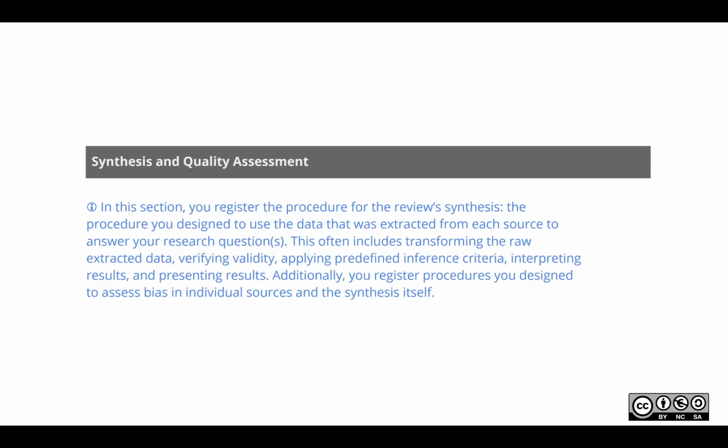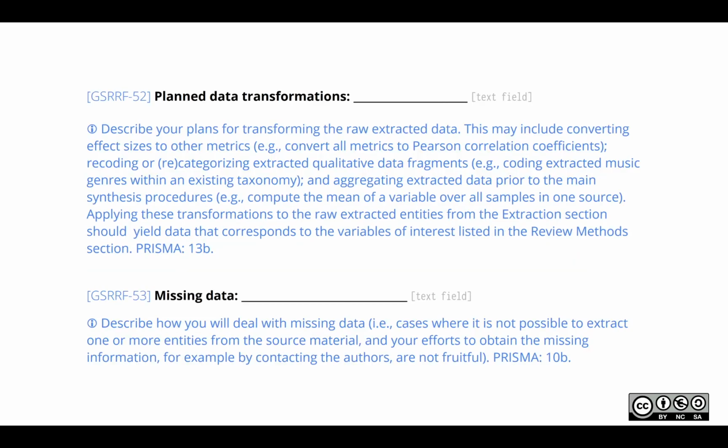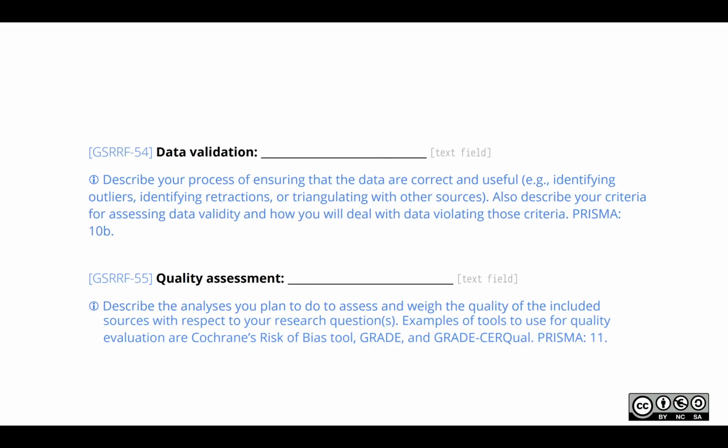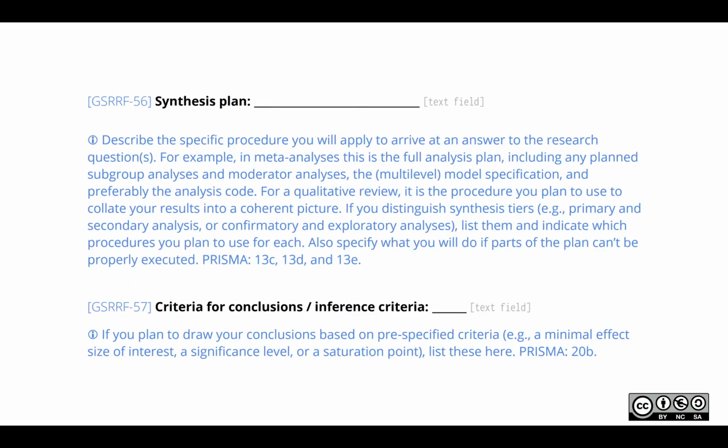And then for the synthesis, so the actual analysis, which data transformation you plan to conduct. Often, for example, if you look at effect sizes, you have to transform them all to one metric, to Cohen's d, for example, or Pearson correlation. How you want to deal with missing data, how you want to validate your data, so look at whether everything seems to have gone well. How you're going to look at the quality of the studies, for example, by inspecting their methods or stuff like that. And then the analyses you want to do.